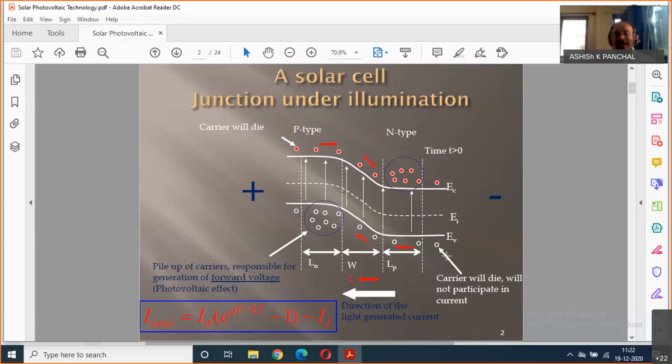As it is hitting the resistance, it is heating it, or it is charging the battery, and so many applications. This is the photo effect.